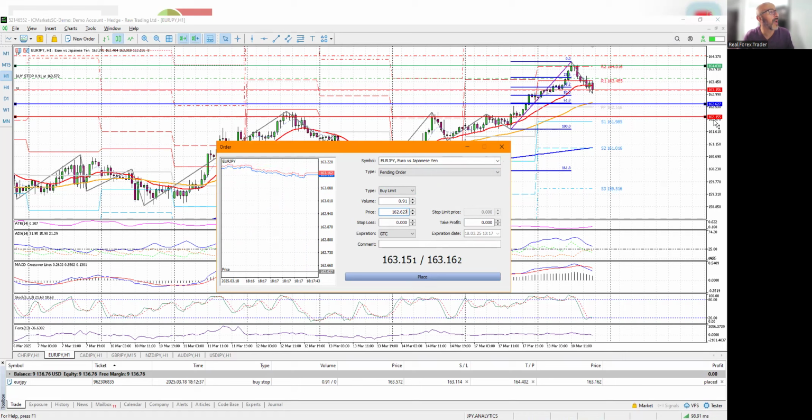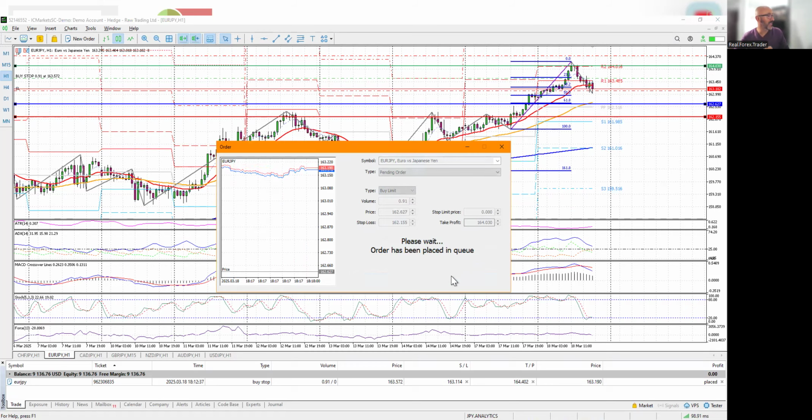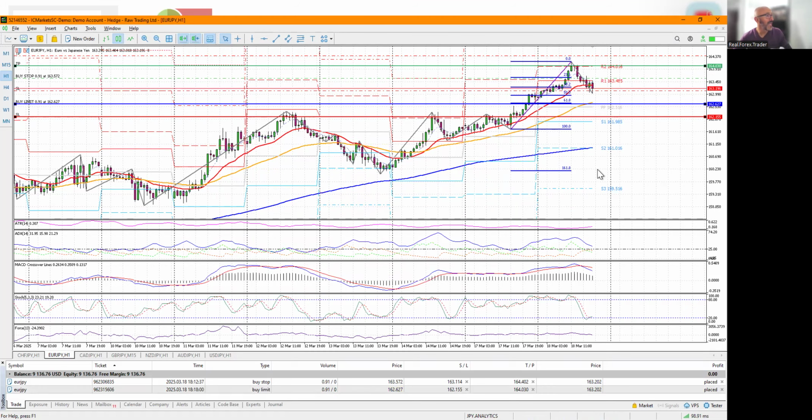What is my stop loss? 162,155. So 162,155. And my take profit is 164,030. Right? So let's place it there. Perfect. Now I have both trades.